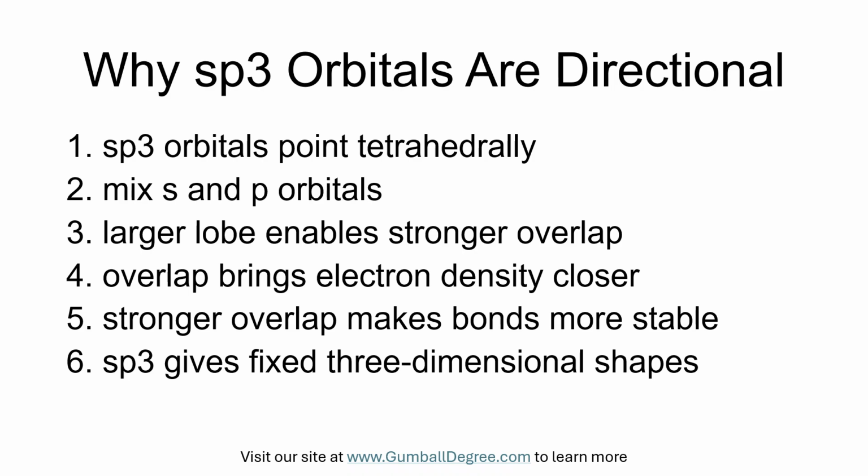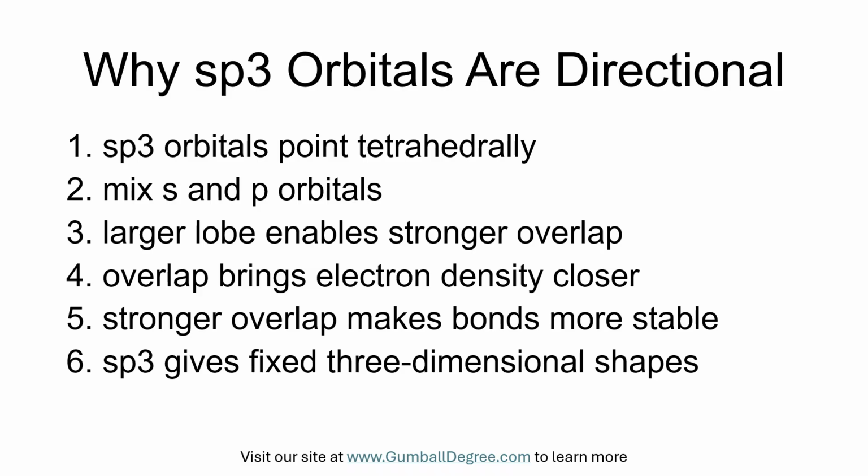When the s orbital and the 3p orbitals combine, they make 4 new orbitals that are shaped unevenly, with one side bigger than the other, and that bigger side is where 2 atoms can meet and share electrons more easily. Stronger overlap happens because the bigger lobe brings electron density closer to the other atom, which makes the shared electron pair between atoms more stable and the bond stronger.